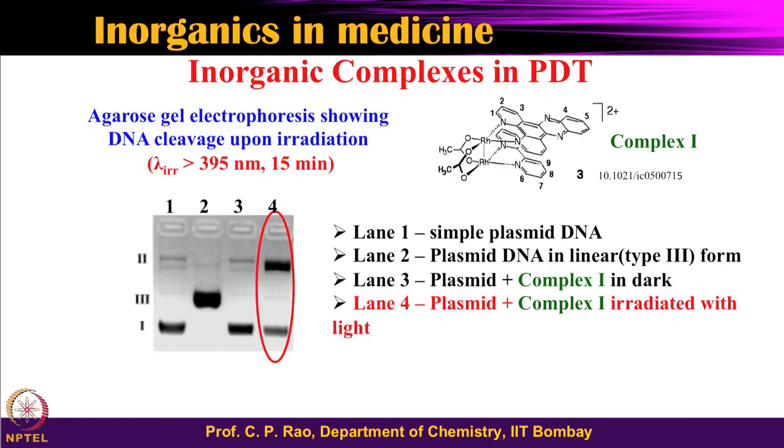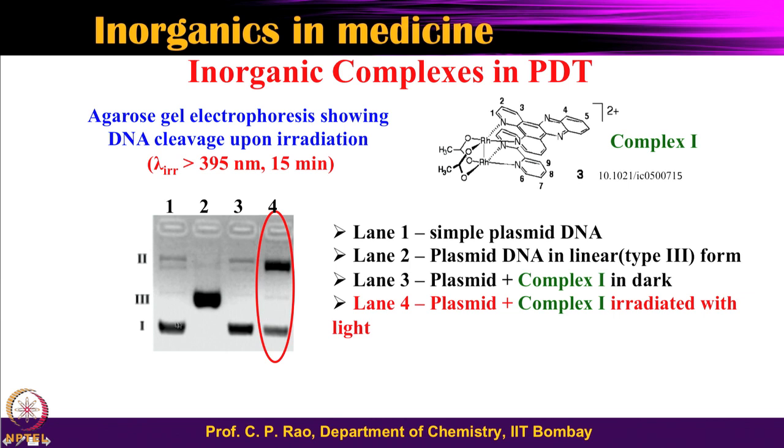Now, let us look at how it looks when it happens. Here is a picture. This is from agarose gel electrophoresis, which is generally used for DNA or plasmid systems. So, agarose gel electrophoresis showing DNA cleavage upon radiation. What should happen? When you cleave the DNA, it will become fragments, and you will not see the original DNA band, or you may see a smeared DNA band too.